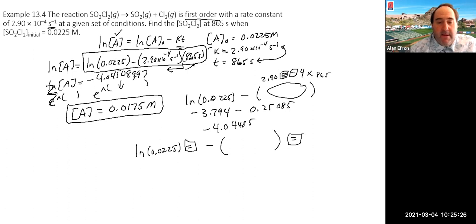The other thing that's important here is that, as we can see, the answer does make sense because we are decreasing with time. Our initial concentration was 0.0225 molar. It did go down with time, and we ended up with 0.0175. Because that's the reactant, if you did the calculation and ended up with a higher concentration than what you started with, definitely something is wrong. So that's a good way to check to make sure everything's okay. Other questions on that?